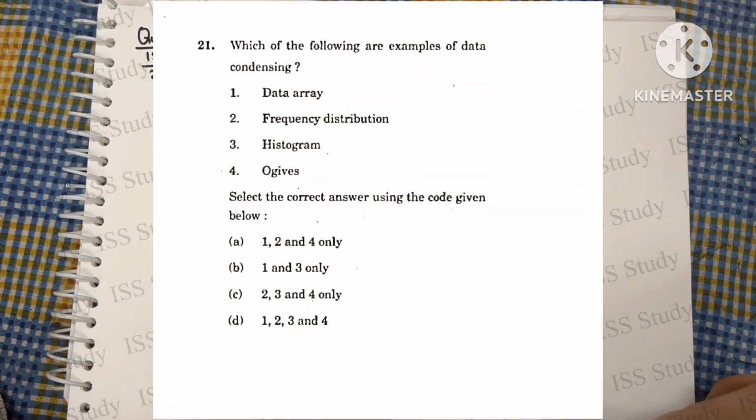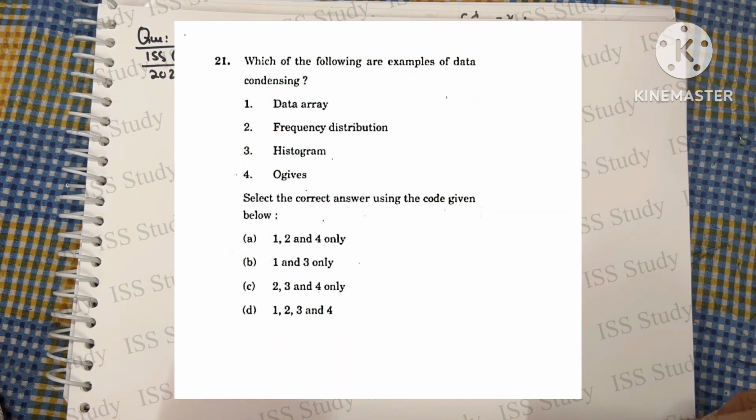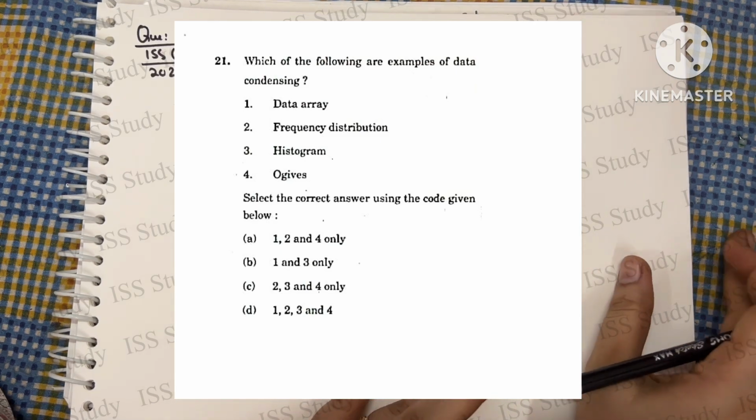Hello everyone. So in today's class we are going to discuss question number 21 of ISS set A, belonging to the year 2023. Okay, so this is a theoretical question. What this question says is: which of the following are the examples of data condensing? Here the four options are given.